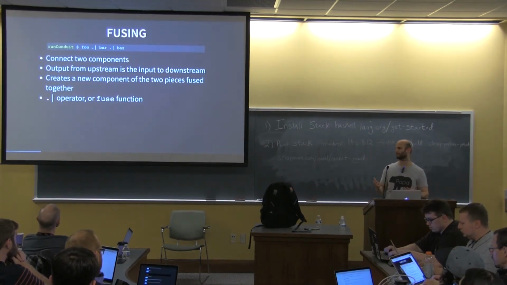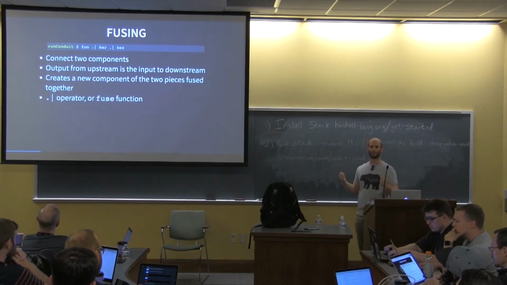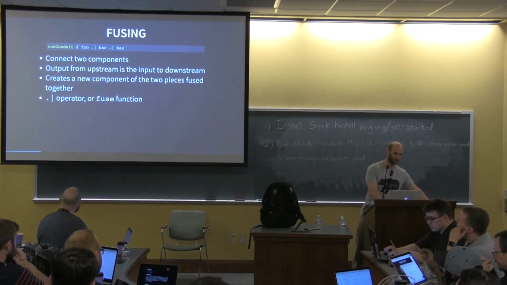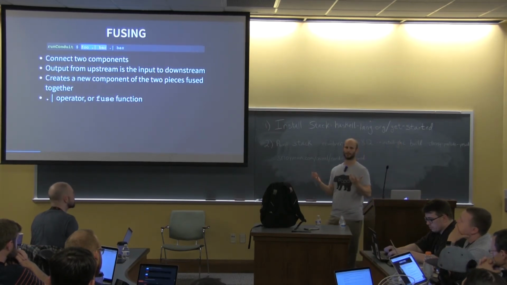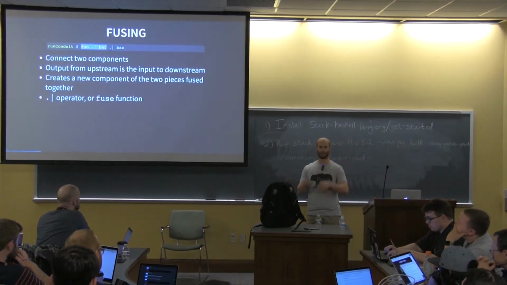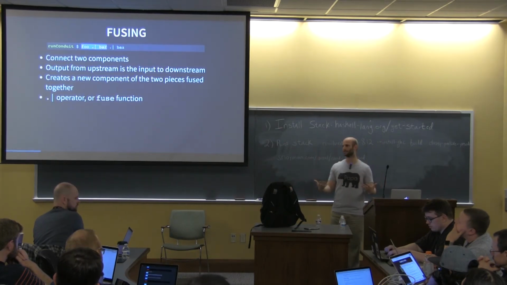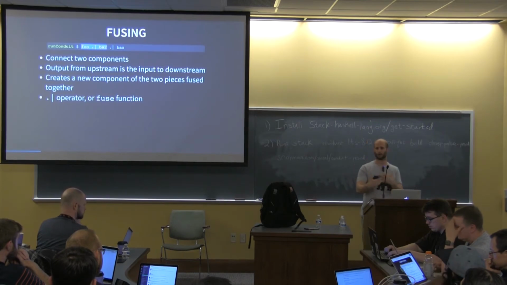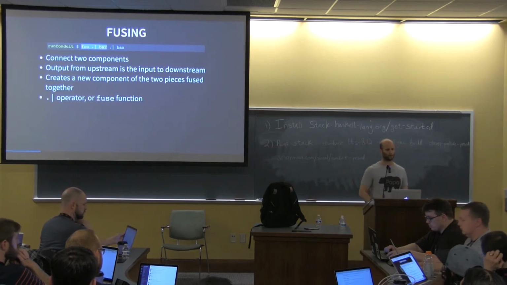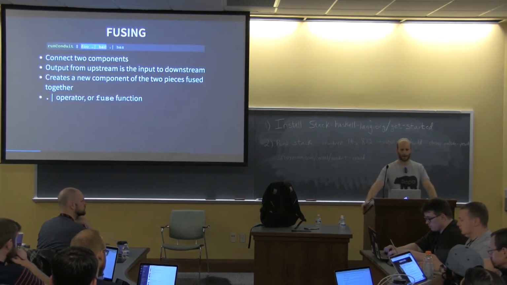So fusing. We talk about fusing two components together. Right here, we're fusing together foo and bar. This is now its own component. This is very much like function composition. You can take two functions, you can compose them, and you have a new function. It's built up of simple functions, and then you make more complicated ones. Same thing in the Conduit world.